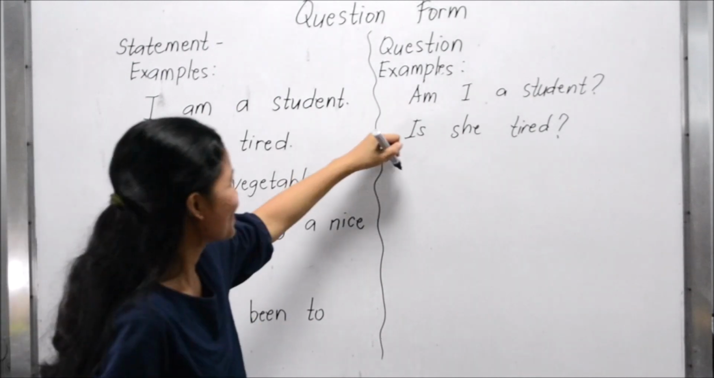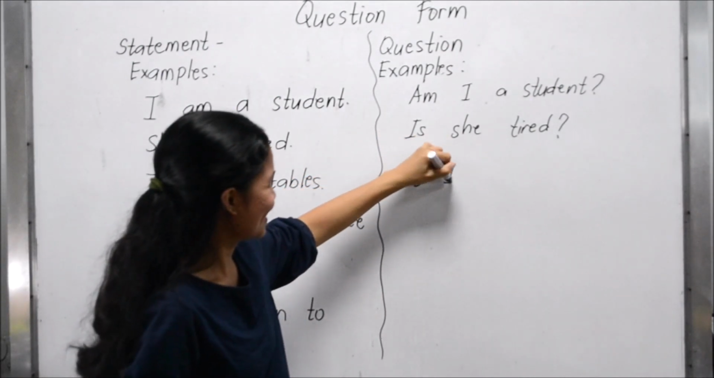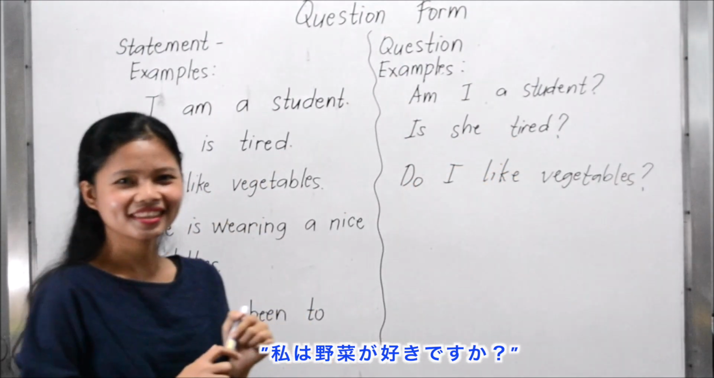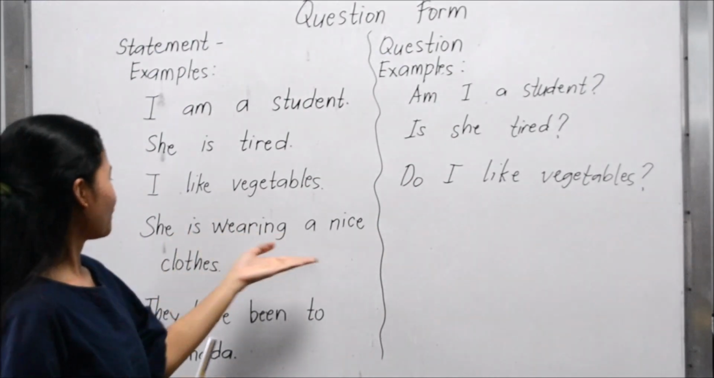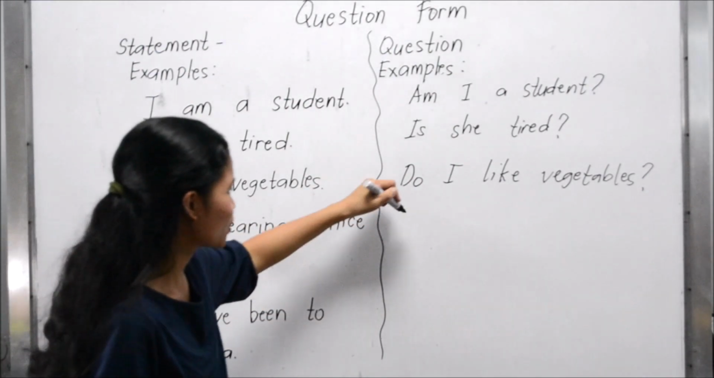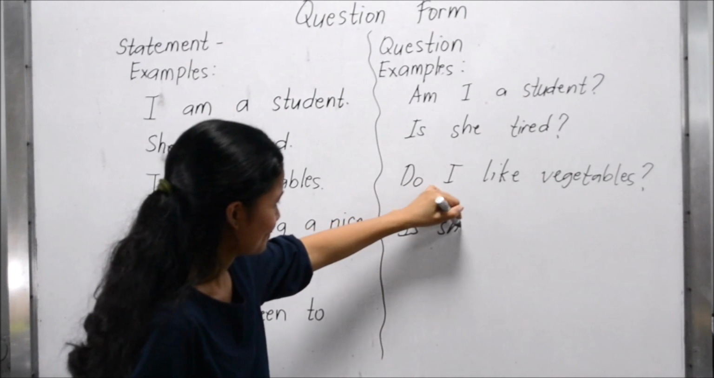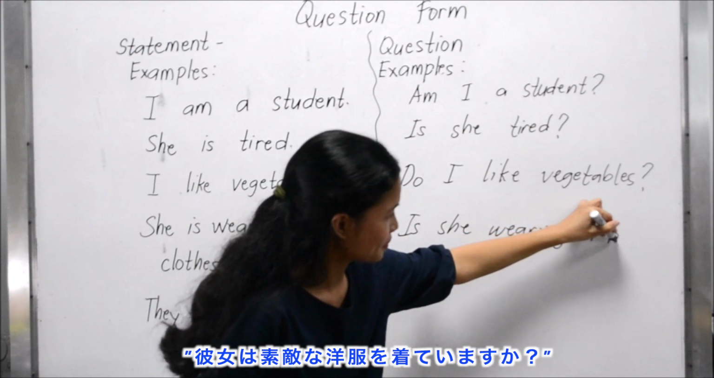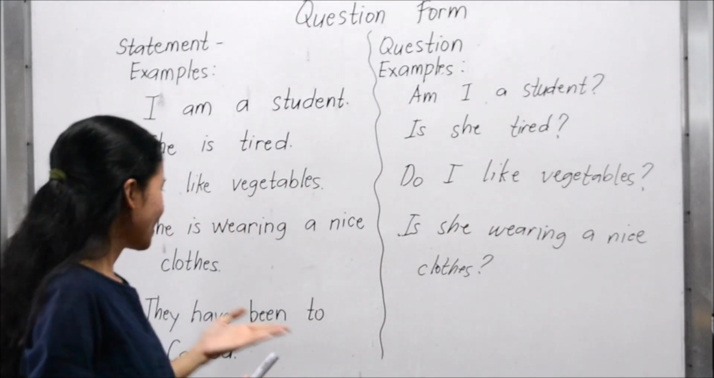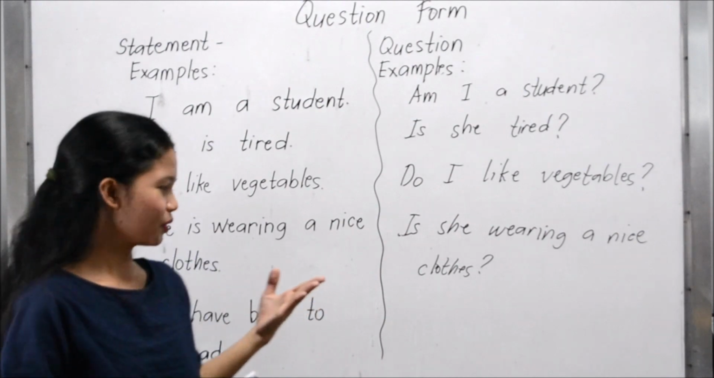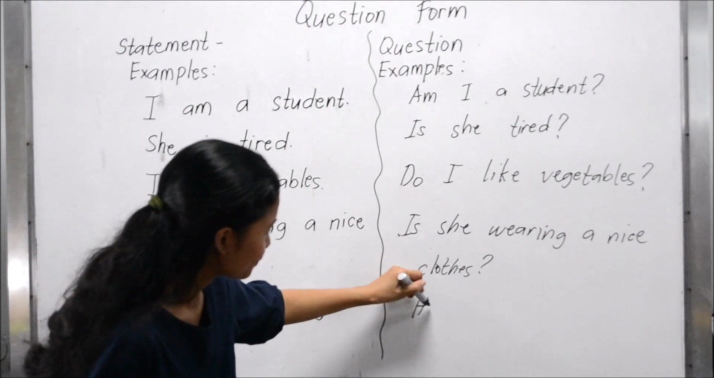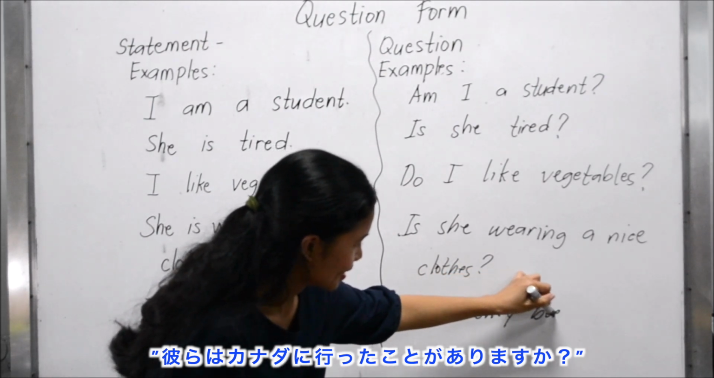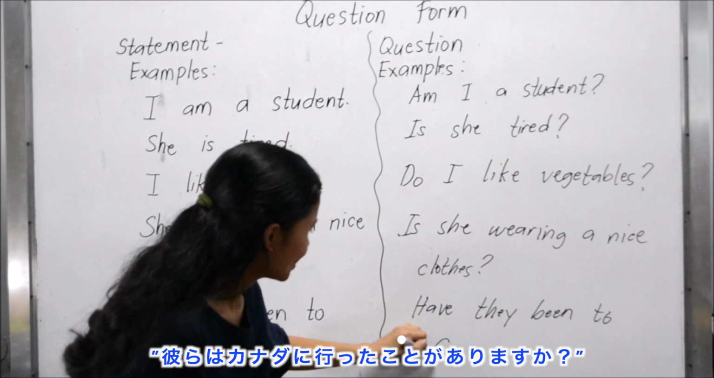Next one, I like vegetables becomes: do I like vegetables? Next, she is wearing a nice clothes. It becomes: is she wearing a nice clothes? And lastly, they've been to Canada. So it becomes: have they been to Canada?